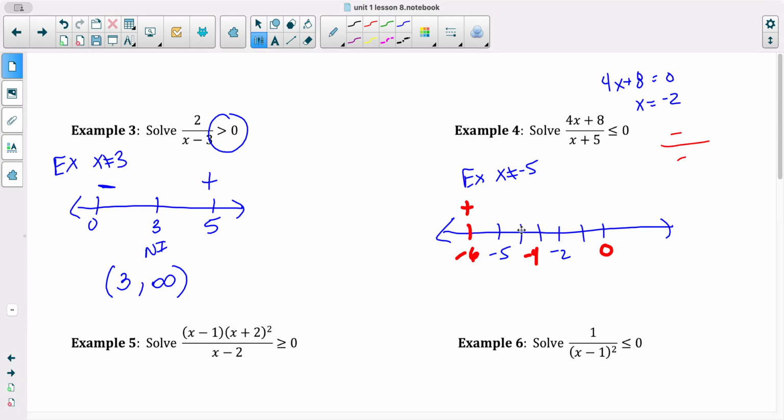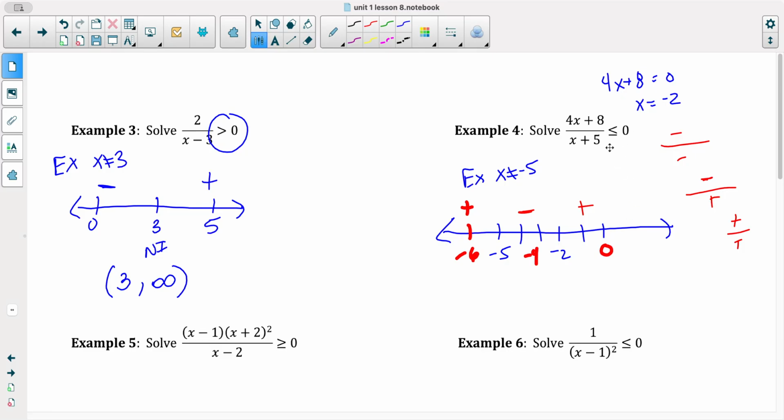All right, -4. Okay, so that's -16 plus 8. That's going to be a negative number over a -4 plus 5 is a positive. So that is going to be a negative. And then 0, that's going to be a positive number over a positive number. So that is going to be a positive over there. Again, that's all I'm interested in, whether they're positive or negative.